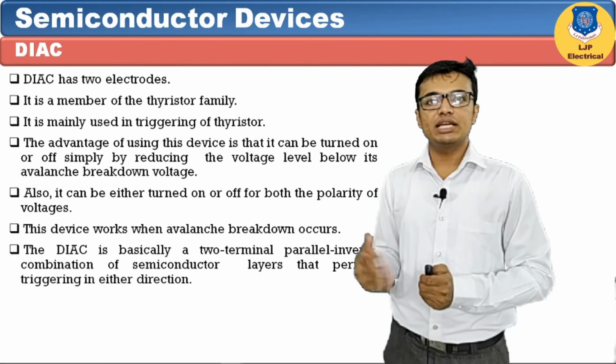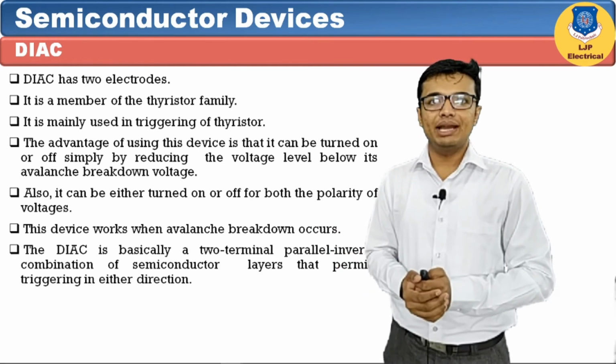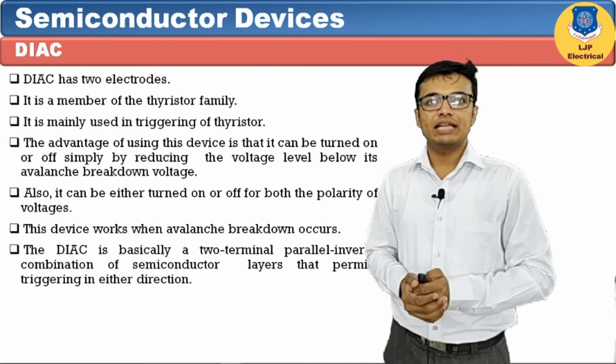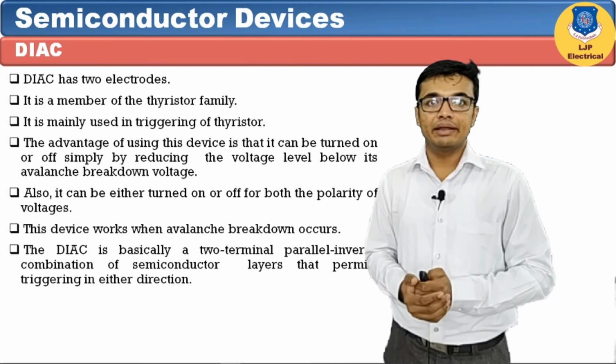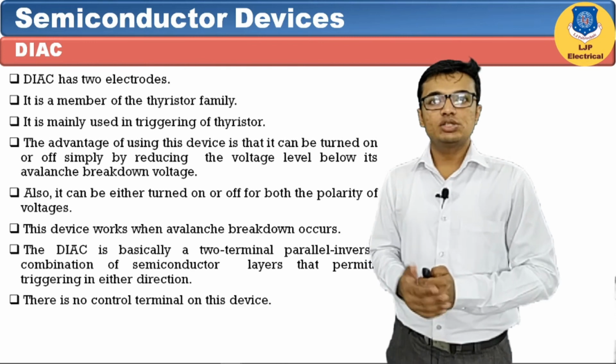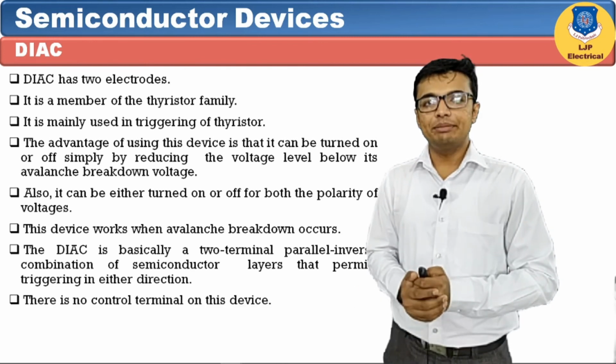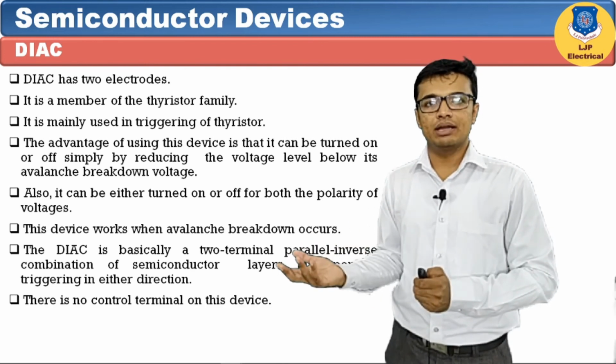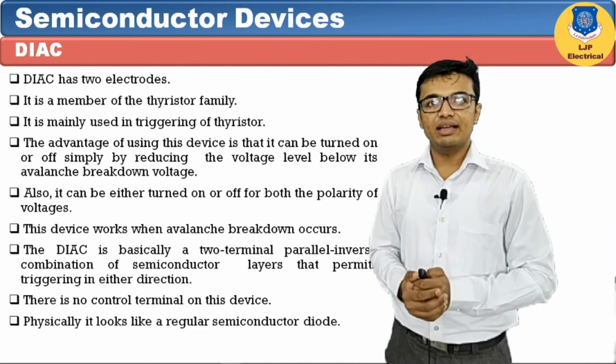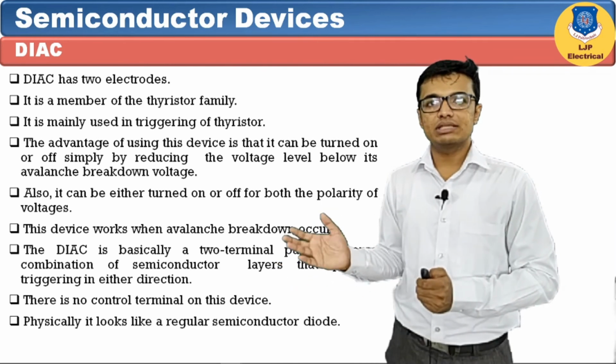The DIAC is basically a two-terminal parallel inverse combination of semiconductor layers that permits triggering in either direction. It means in both directions. There is no control on this device. It means it does not have a base terminal or gate terminal, and physically it looks like a regular semiconductor diode.